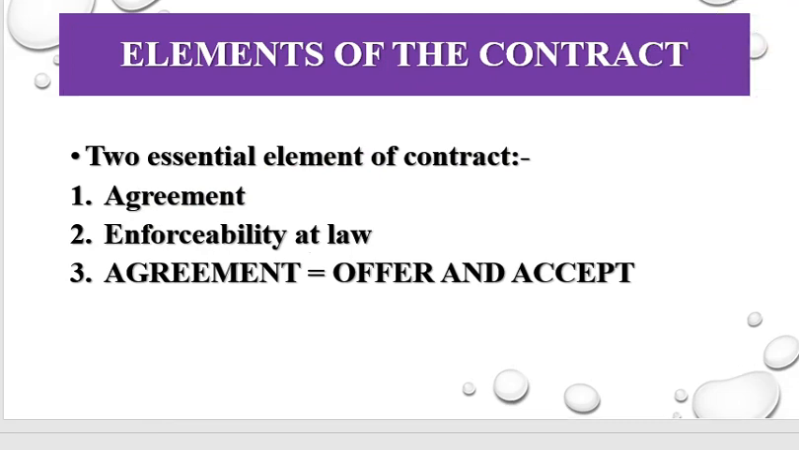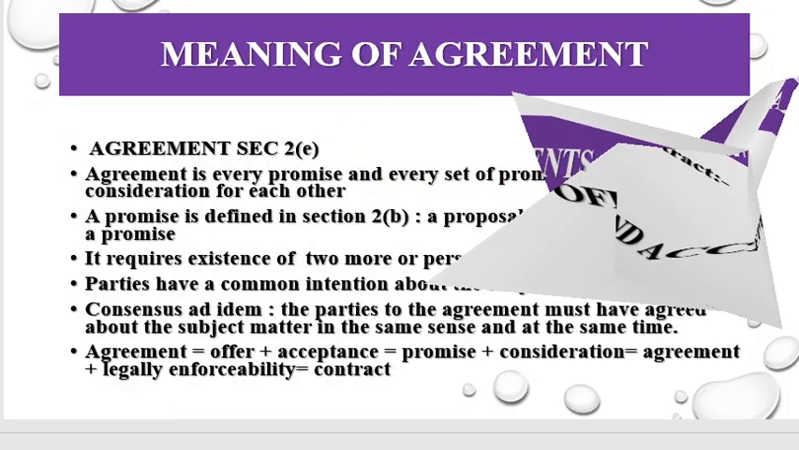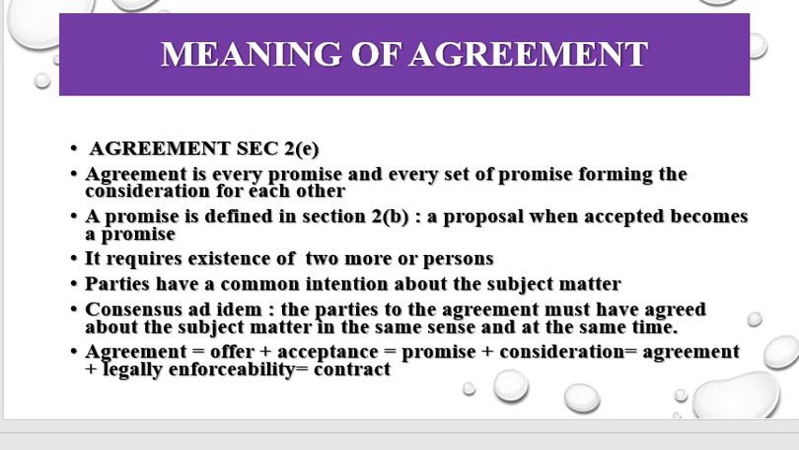First, it should be an agreement. Agreement means one party makes an offer, the other party accepts it. There should be a minimum of two parties. And second, it should be enforceable by law. If it is not enforceable by law, then it is not a contract. Agreement has been defined under Section 2(e) of the Indian Contract Act 1872: every promise and every set of promises forming the consideration for each other.